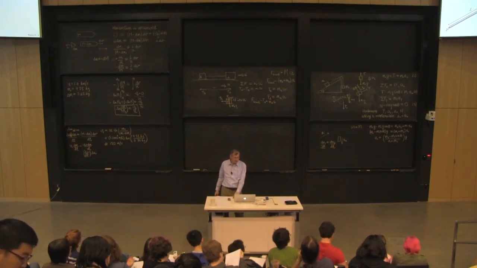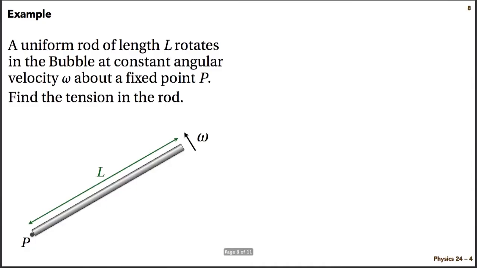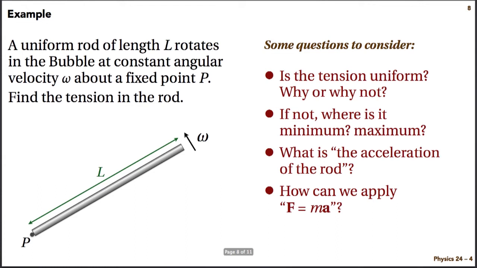So we have a uniform rod of length L, and it's rotating in the bubble at constant angular velocity omega, about a fixed point P. So we need to find the tension in the rod. Okay, and some things that you might need to worry about. First, is the tension in the rod uniform? That is, is it the same at all points along the rod?